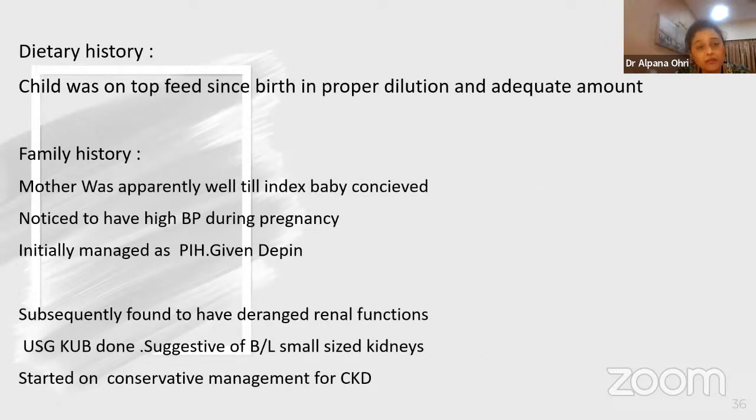His dietary history was okay, but family history showed that the mother was apparently well till the index baby was conceived. And then she was noticed to have high BP during pregnancy. It was initially thought to be PIH and was managed with Depin, but subsequently she was evaluated and was found to have deranged renal functions. And sonography revealed bilateral small-sized kidneys, and she had to be started on conservative management of CKD by the time she gave birth.